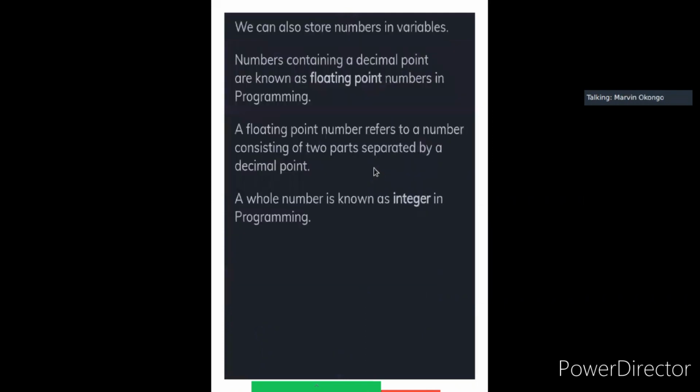You can also store numbers in variables. Numbers containing a decimal point are known as floating point numbers in programming. There are double floats, but in Python we use floating point. So any decimal number is called a floating point number in programming. A floating point number refers to a number consisting of two parts separated by a decimal point. A whole number is known as an integer. So there are integers and floats, and you can store both in variables.